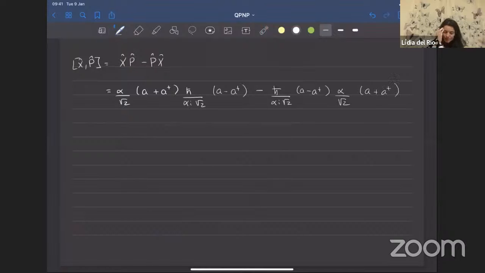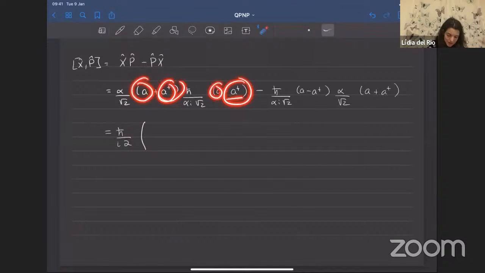Here, of course, many of these constants cancel out. This is by design, by the way we define these operators. So what are the surviving constants? We have h bar over i times 2. And now, so this and this, then we have this, this, this, this, and this, and this. So let's write all these terms.